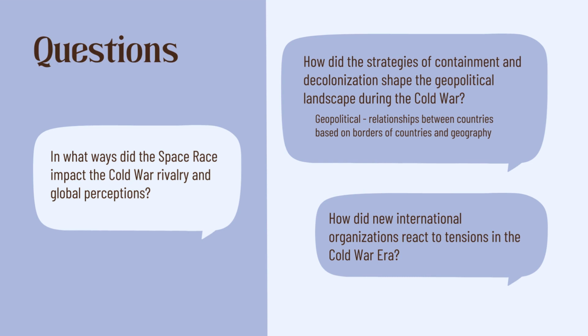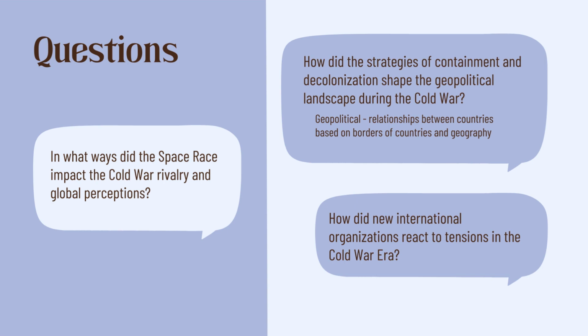Let's end with some questions. So, in what ways did the space race impact Cold War rivalry and global perceptions? How did the strategies of containment and decolonization shape the geopolitical landscape during the Cold War? Geopolitical just means relationships between countries that are based on geography or borders. So, how did containment and decolonization, which are both words we've defined, shape relationships based on geography during the Cold War?